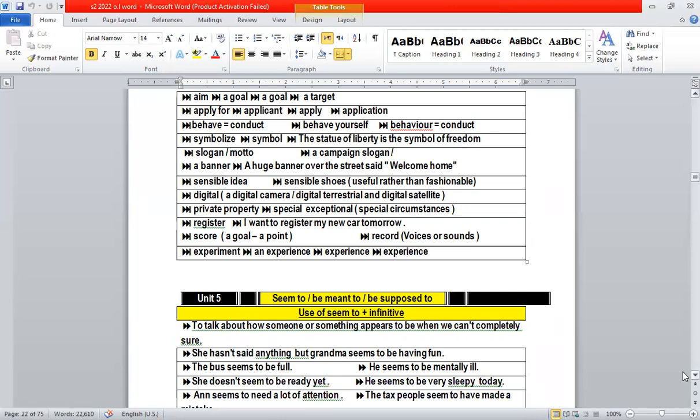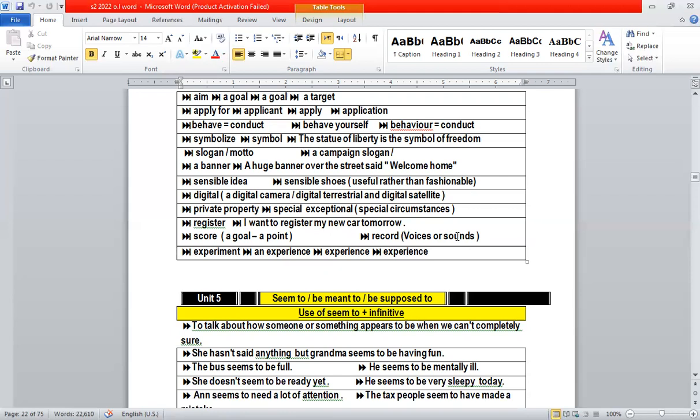Private property. Private property means something that you own, so your house is a private property. So this is yours. Special, exceptional here means special circumstances. Register, I want to register my new car tomorrow. To register is when you go to take papers for something. Score, when do you use the word score? We say he scored a goal or he scored a point. Record a voice or a sound. So the word record comes with words like a voice or sound. The word score comes with words like a goal or a point.